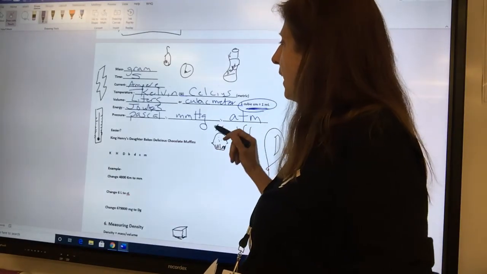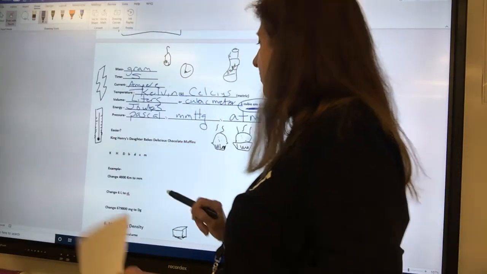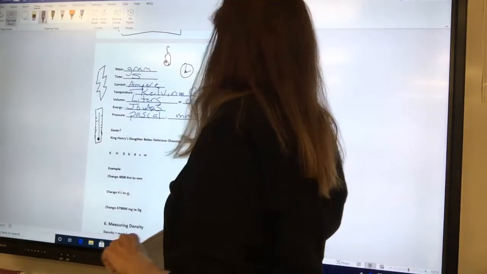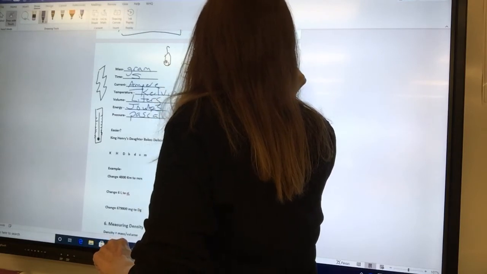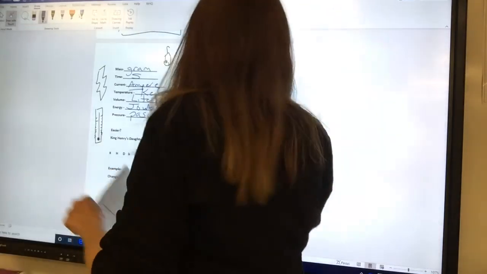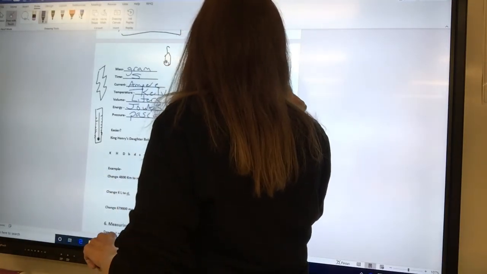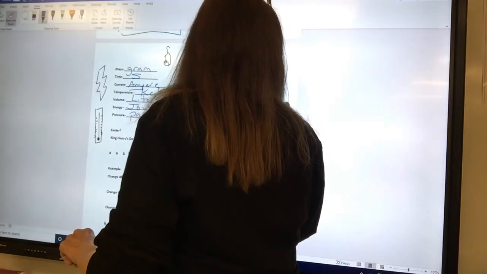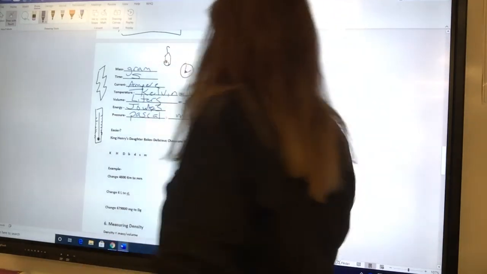Now, an easier way to convert if it's metric, remember I told you metric is easier, is this. King Henry's daughter bakes delicious chocolate muffins. See the muffins? Don't they look delicious? And this is how it works. The K stands for kilo. The H stands for hecto. The D stands for deca. B stands for basic. Little d stands for deci. You can remember it's deci because all the things that end in E go together: deci, centi is C, and milli is little m.